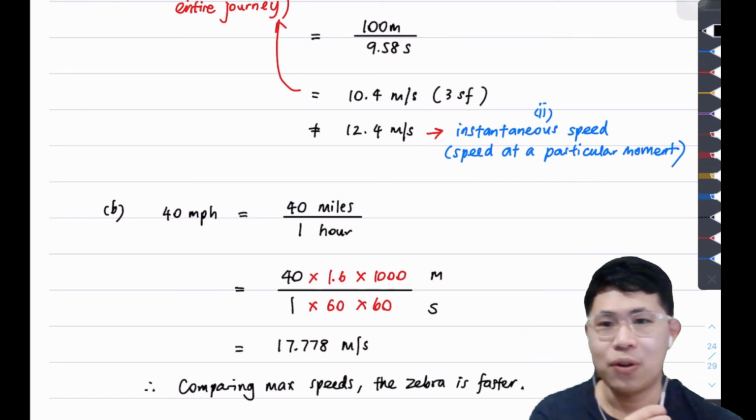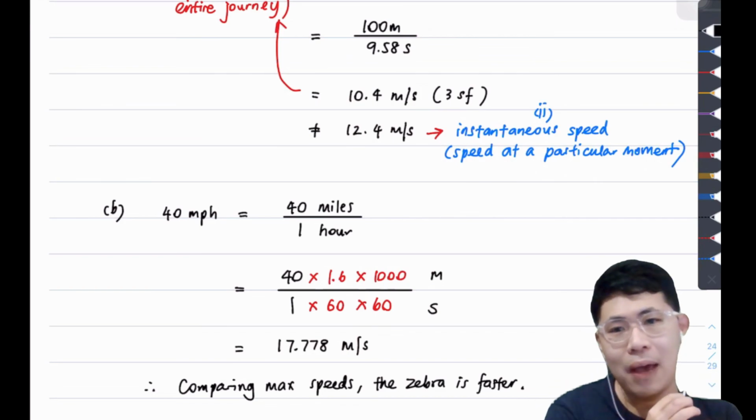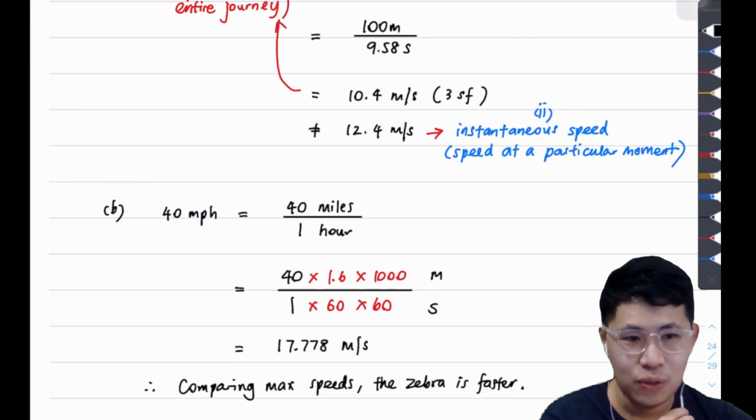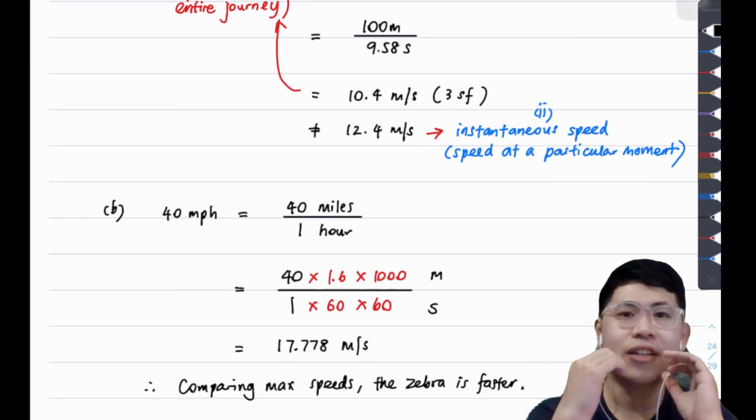Okay, so there we go. The idea of instantaneous speed, average speed, and to compare speeds by changing to the same units. So this ends our video for the basic ideas for speed.